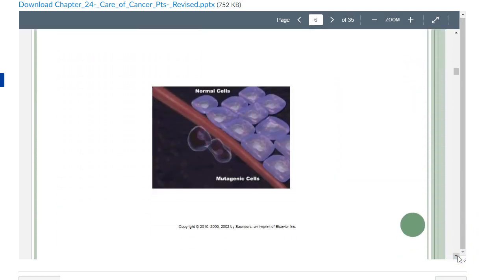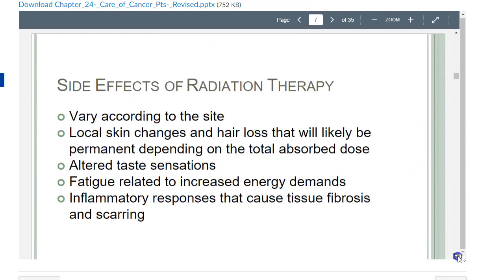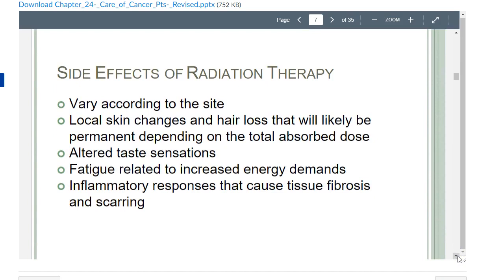And this is just looking at the cells. And obviously, with radiation therapy, any side effects can occur. All right. They will vary according to the site. Local skin changes and hair loss that will likely be permanent depending on the total amount of radiation that's absorbed. Altered taste sensations. Many times these cancerous cells have metabolites that are released from dead and dying cells. So people start developing an aversion to certain foods.